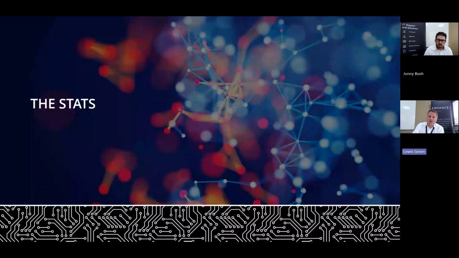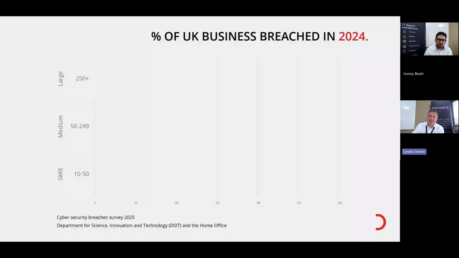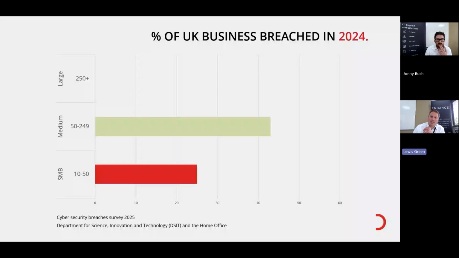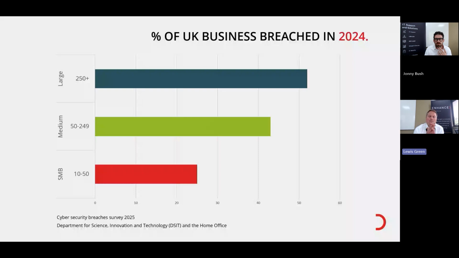So as mentioned before, I'm going to go through a quick few stats. This is from the Cybersecurity Breach Survey, which was released in April this year from the government, just to give you some idea of the number of breaches based on business size. So SMBs, we're seeing around 25%. It's worth noting that, even the government are saying this, a lot of SMBs don't realise that they've actually been breached. So this is only reported breaches to the ICO.